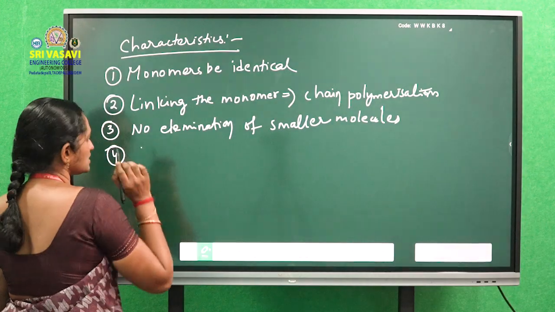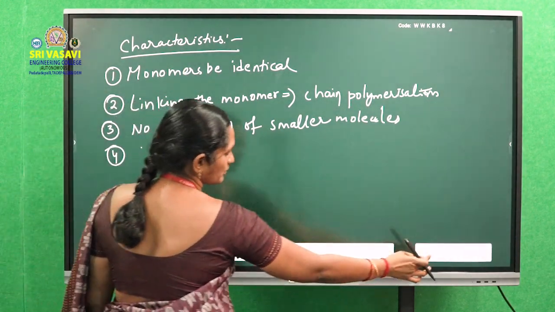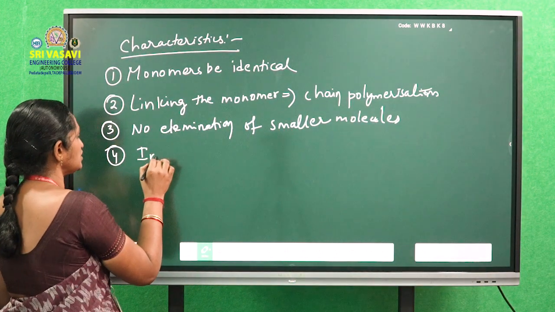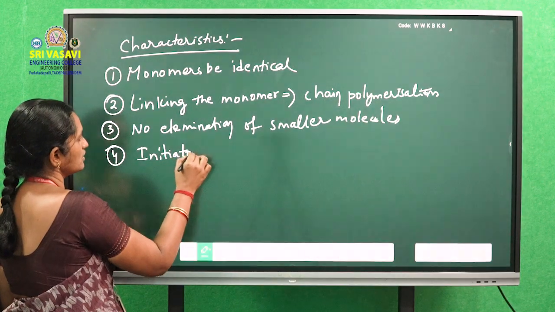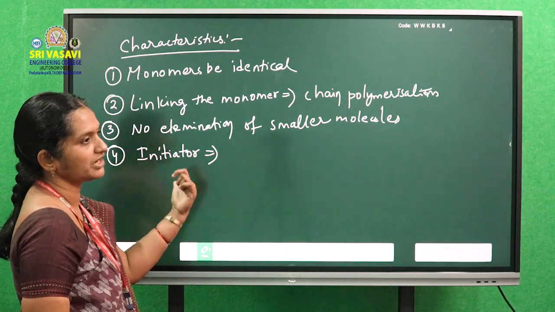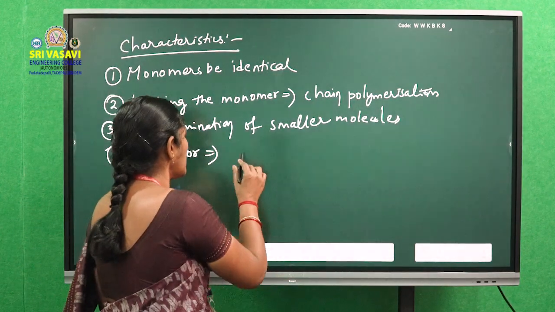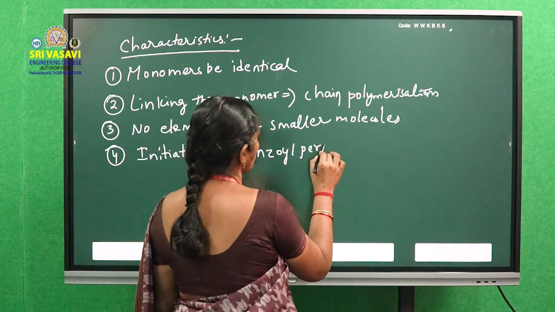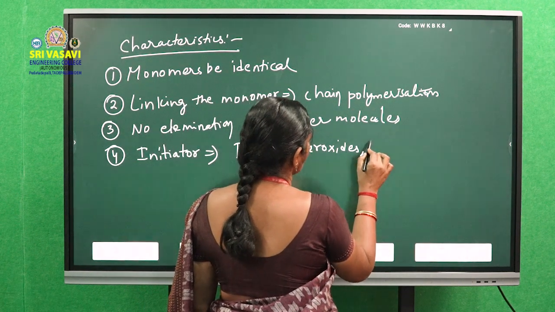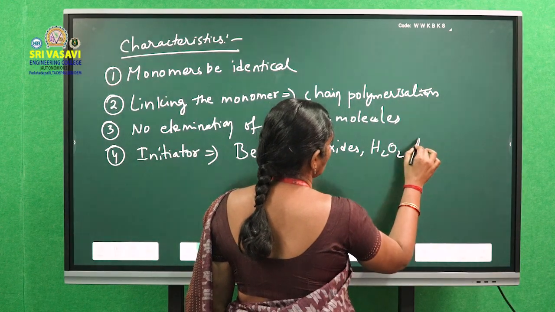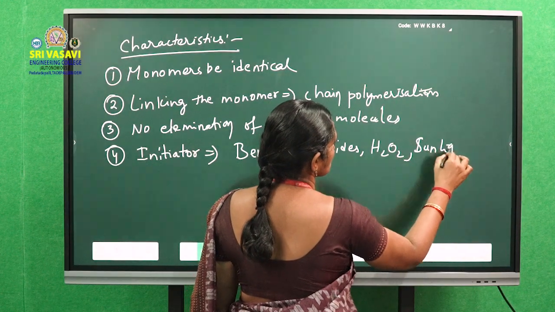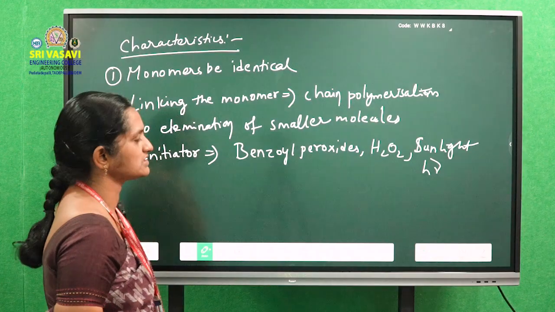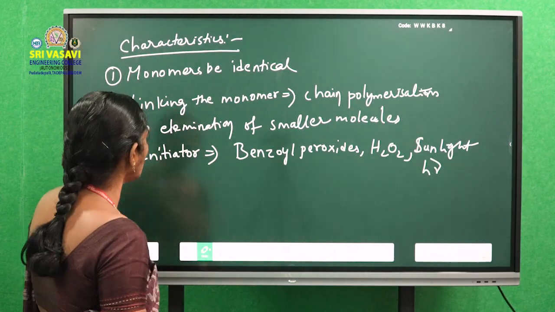Next, the fourth one: in order to undergo addition polymerization, we definitely need an initiator. Without the initiator, the addition polymerization cannot be started. So here we require initiators like peroxides, benzoyl peroxide, or H2O2, hydrogen peroxide, sunlight (hν), etc. So these are some of the initiators required for addition polymerization.